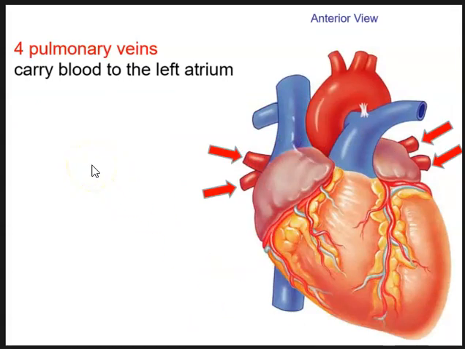There are 4 pulmonary veins that will carry blood from the lung to the left atrium. You don't need to know whether they're superior or inferior, but it is important to know right versus left. So here we see the left pulmonary veins, and here we will see the right pulmonary veins, all transporting oxygenated blood from the lungs back to the heart via the left atrium.